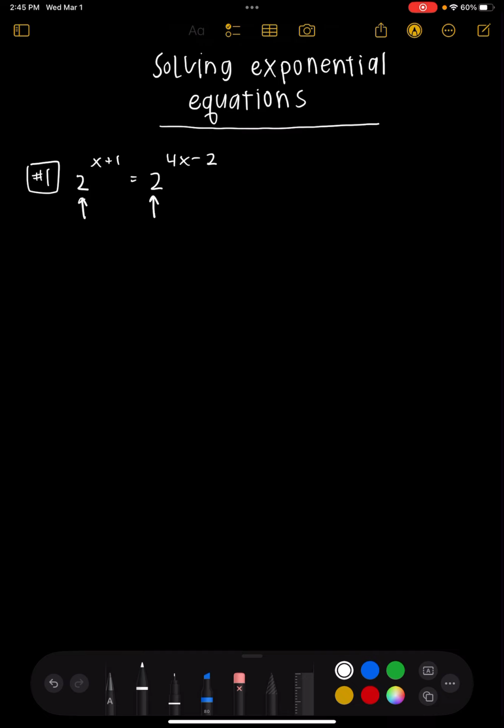Now, this is actually really easy because if the base numbers are the same, we can just automatically get rid of them. So in this case, because these 2's are the same, I can just cross them out. And then what happens is the exponents drop down in their place. So now this just turns to x plus 1 is equal to 4x minus 2. And now we can solve it like a normal equation.